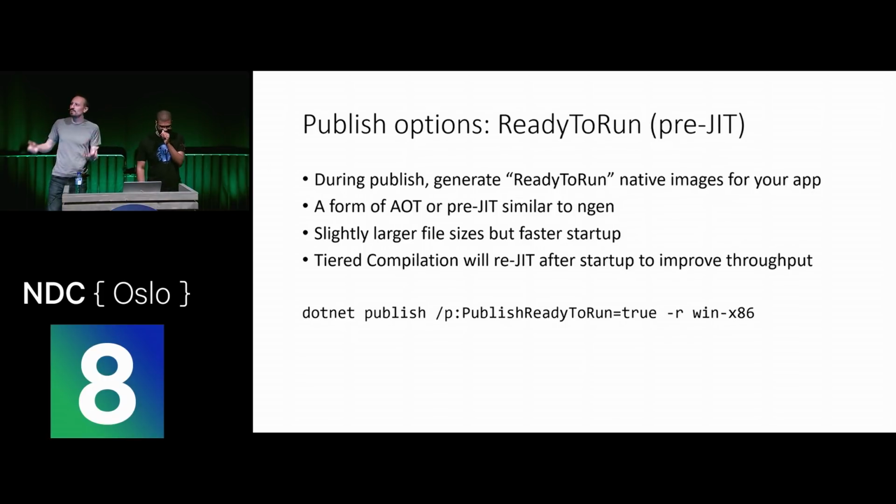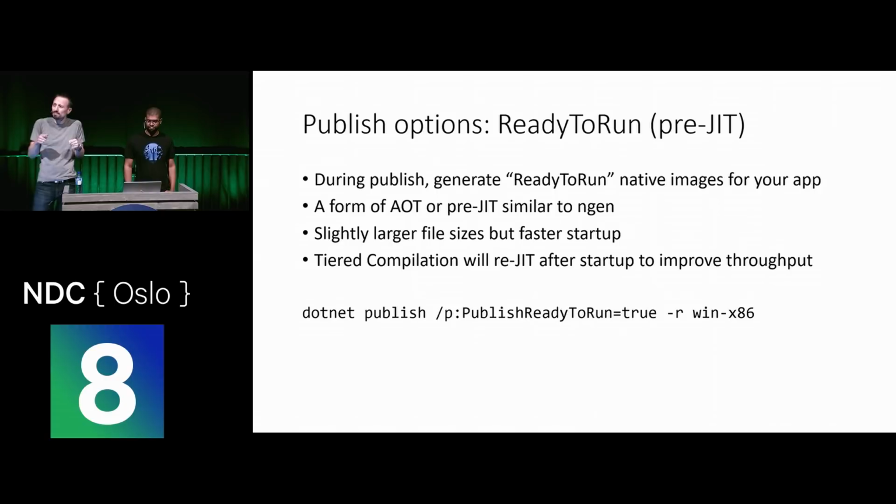And then after the application is started up, the new tiered compilation system, which was optional in 2.2 but is now on by default in 3.0, will identify hot paths of your application and then re-JIT those with ever more enhanced or better JIT algorithms, which may be a little slower but will produce faster code.